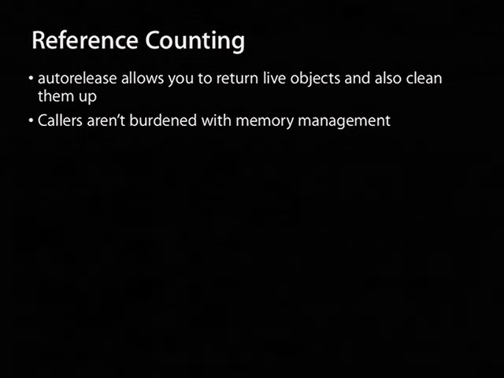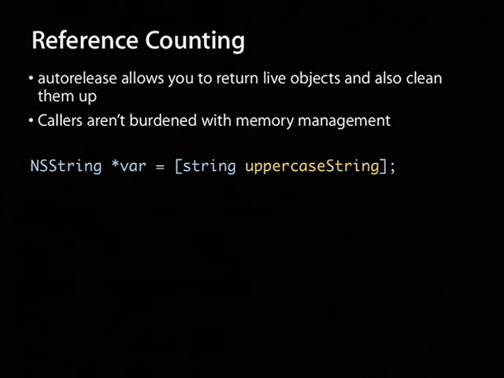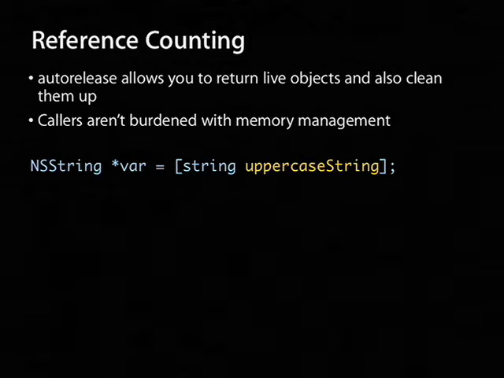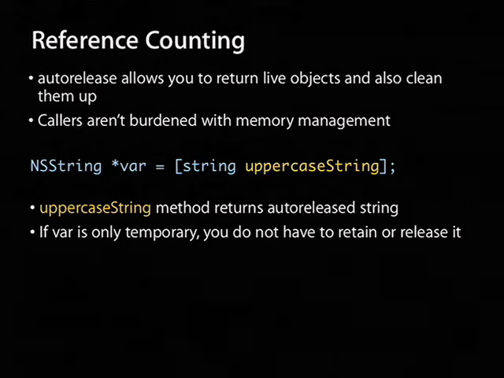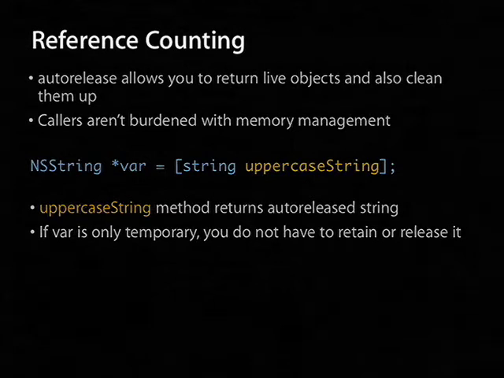So this is very handy because it allows you to return objects and also clean them up yourselves. Callers aren't burdened with the details of managing memory for these transient objects, which is most objects. So for example, if you call the uppercaseString method on an NSString, you get back a string which is uppercase, but the string you called it on is responsible for destroying that object. If you do not want to keep the object around, if you just want to draw it or log it or write it to a file, you do not have to retain or release it at all. You can just use it. It will be cleaned up for you.